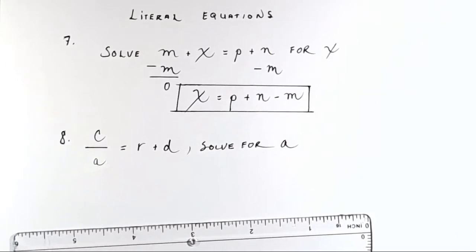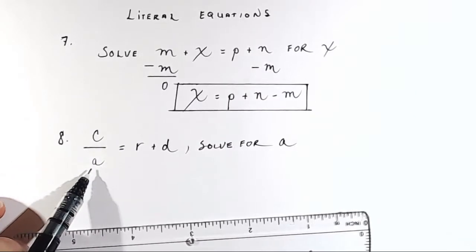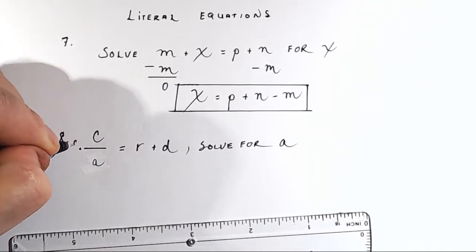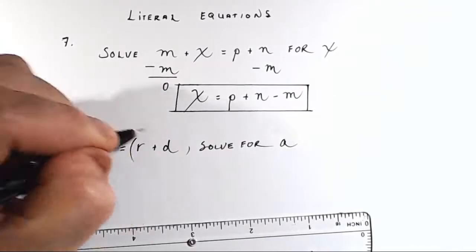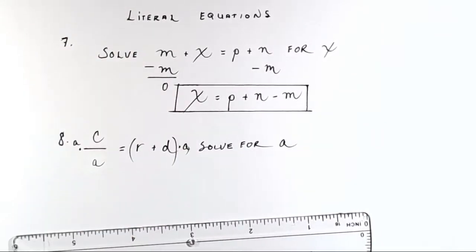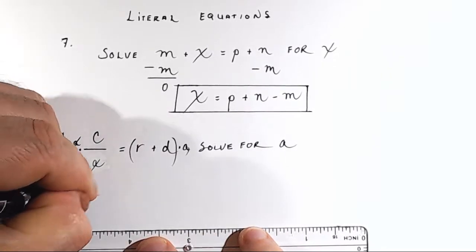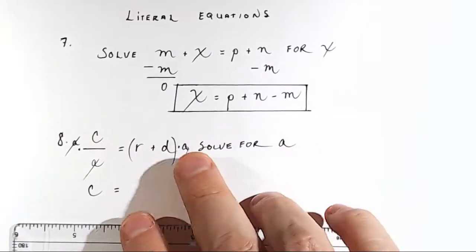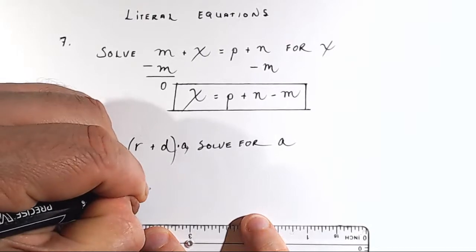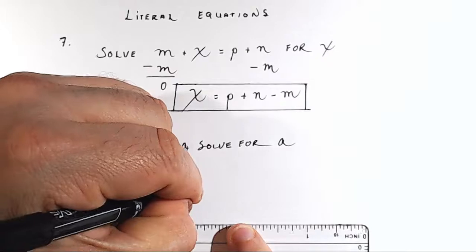That's the question. Well, we've got to get it out of the denominator. That's for sure. So one thing we can do is multiply both sides by A. Now we need to put this in parentheses and multiply by A. Right? So watch how I do this. On the left side, the A's cancel and I get C equals, now don't distribute the A. Keep it like that. Open parentheses, R plus D, close parentheses, times A.